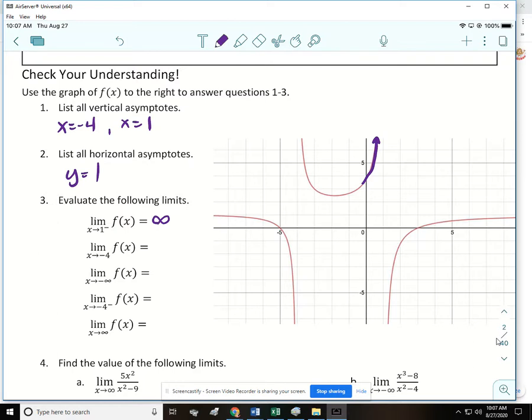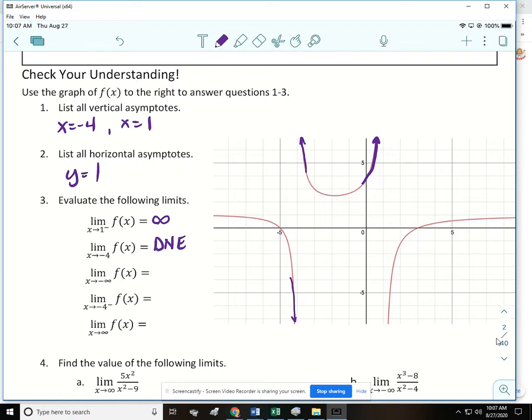All right, and then for the limit as x approaches -4. Now, this is not a one-sided limit, so if we're going towards -4 from the left, we're going down forever. From the right, we're going up forever, so this limit definitely does not exist.